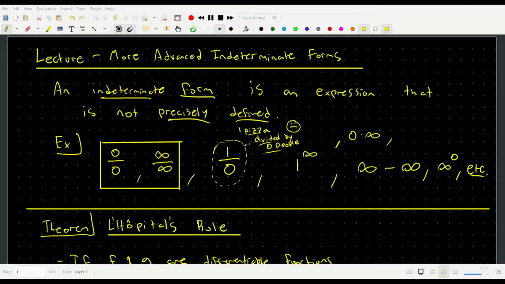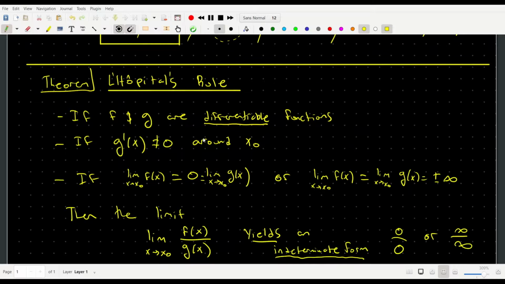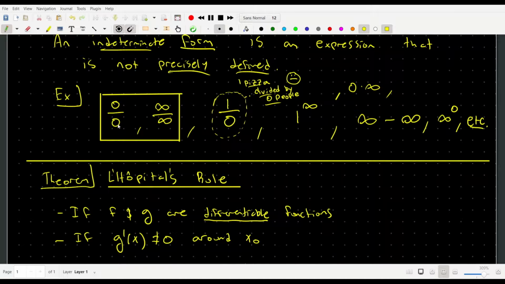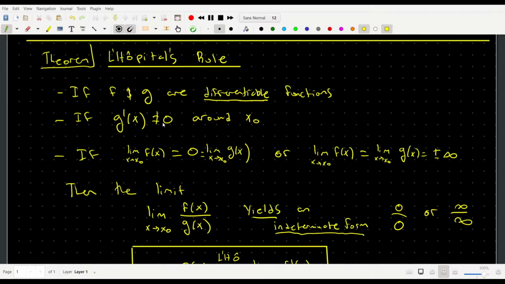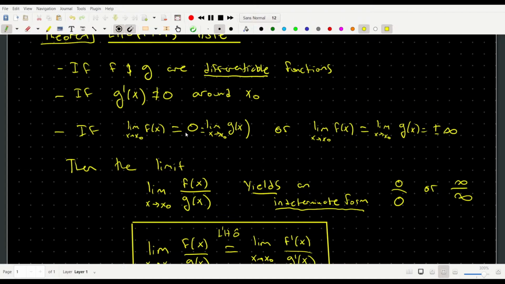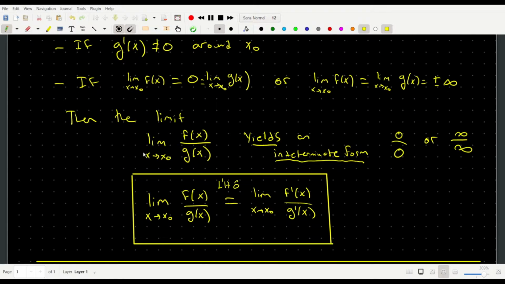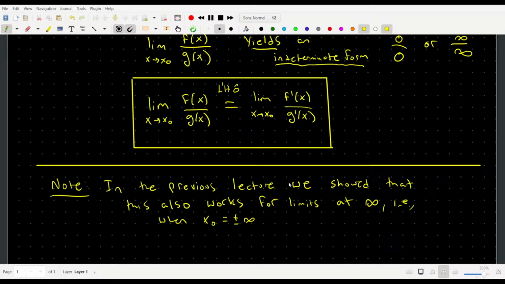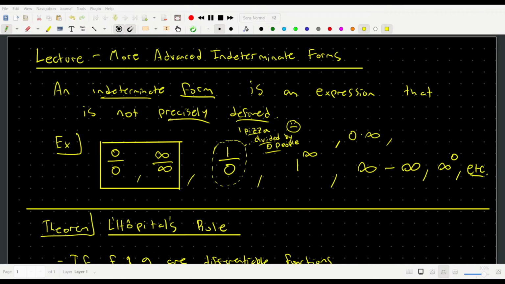So today's lecture is going to be focused on more advanced indeterminate forms than what we considered the other day. Recall that in the previous lecture we considered indeterminate forms of the form 0 over 0 and infinity over infinity, and we developed a really neat rule called L'Hopital's rule that can be applied to evaluating such indeterminate forms. We also showed that this can be extended for limits at infinity, when we're taking the limit as x goes to positive infinity or negative infinity. And we saw a number of different really good examples of that.